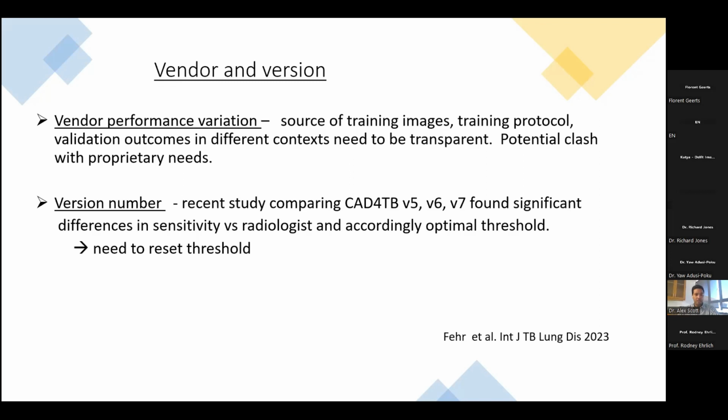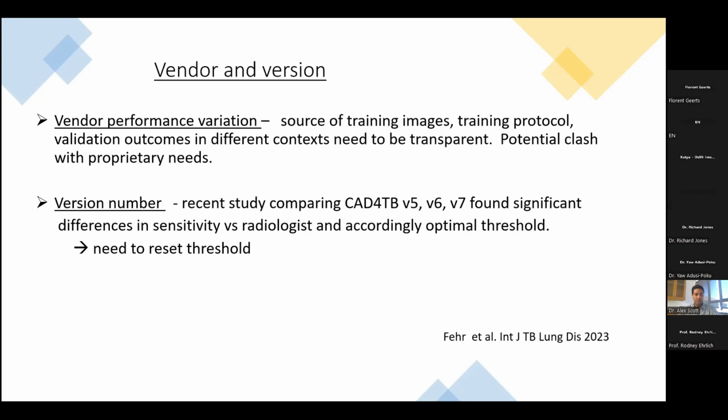Vendor performances vary, and there are a number of vendors for TB. As the user, as the buyer, we'd like to understand the source of the training images, the training protocol that was used, and the validation outcomes in different contexts. These need to be transparent, and we heard earlier on about the importance of transparency. And the unfortunate thing is, and I'm not an expert here, somebody correct me, there's a potential clash between transparency and proprietary needs of the vendor.